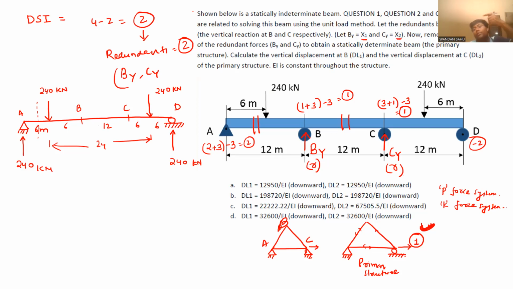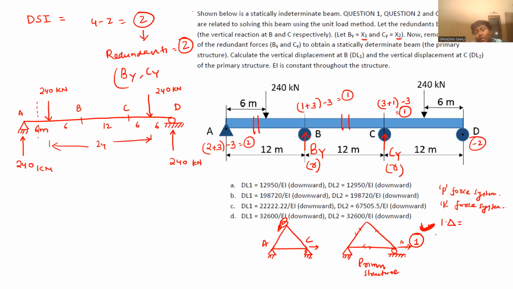Think of the method of virtual work or Maxwell's theorem. What we have written: external virtual work done should be equal to internal virtual work done. So the external virtual work done will be 1 into this. Let this point C move by a distance of delta. So the external virtual work done is 1 into delta.